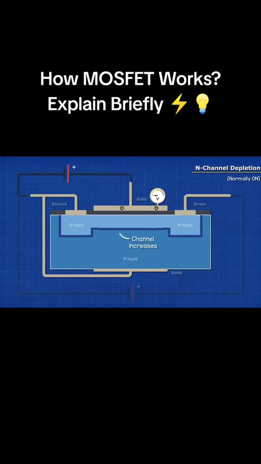However, when a positive voltage is applied to the gate, electrons will be attracted to this, and so they will begin to collect along the N-type channel, which will increase the channel and allow more current to flow.